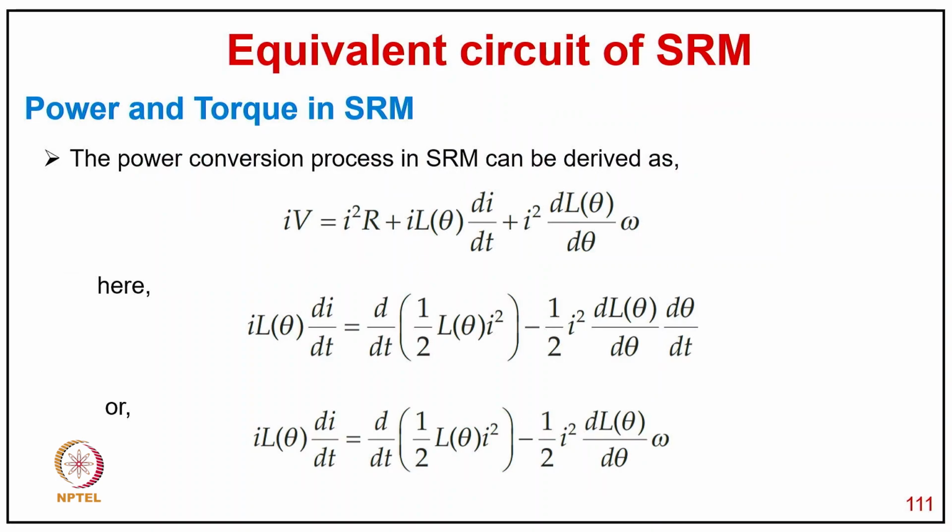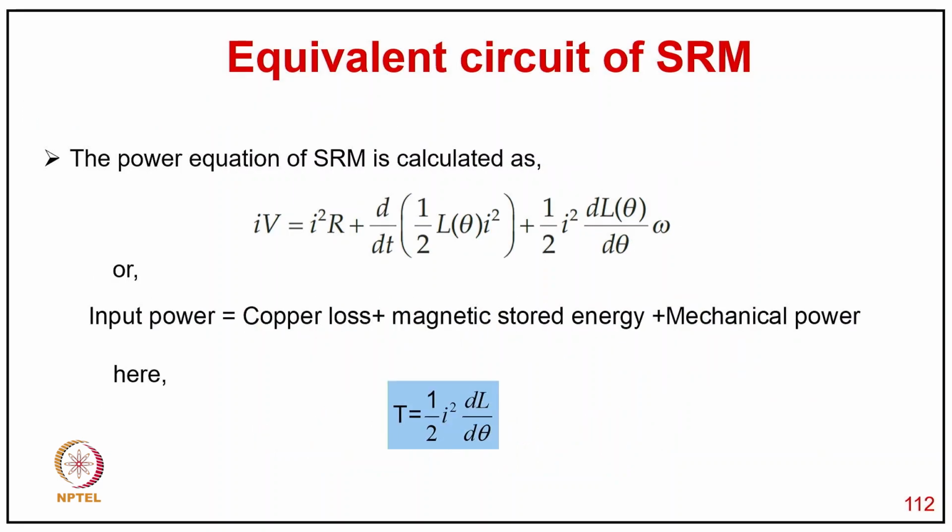So now coming to power and torque in reluctance mode. The power conversion process in reluctance mode can be derived as V = I²R, that is losses, plus I L di/dt plus I² dL/dθ times ω, where I L(θ) di/dt is equal to d/dt of (½ L I²) minus ½ I² dL/dθ times dθ/dt, or I L di/dt equals d/dt of (½ L I²) minus ½ I² dL/dt times ω. So the power equation of the SRM is calculated now.